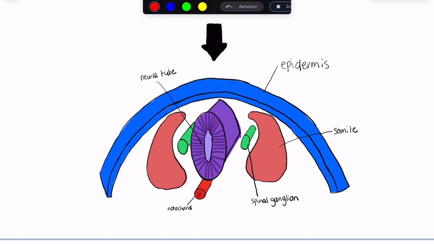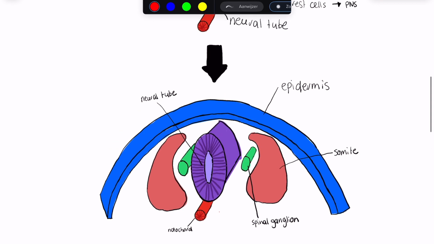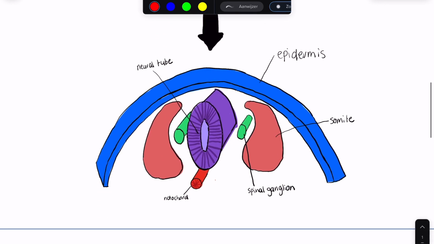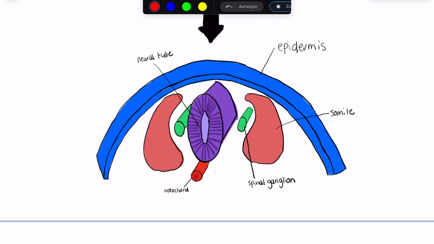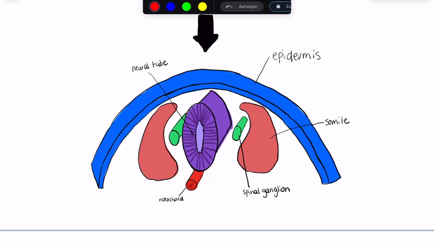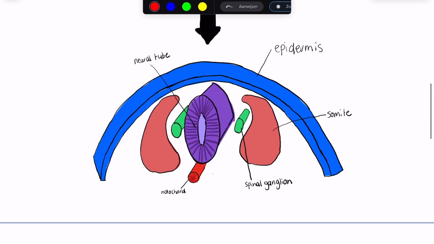Then we have the neural tube, which is very important for the formation of the early brain and also the spinal cord. And then we also have here the spinal ganglion, which are formed from the neural crest cells located here. And the spinal ganglion are very important for the sending of impulses to the central nervous system. So the sensory information is sent to the central nervous system by means of the spinal ganglion connector. Therefore, the spinal ganglion are very important in the peripheral nervous system.